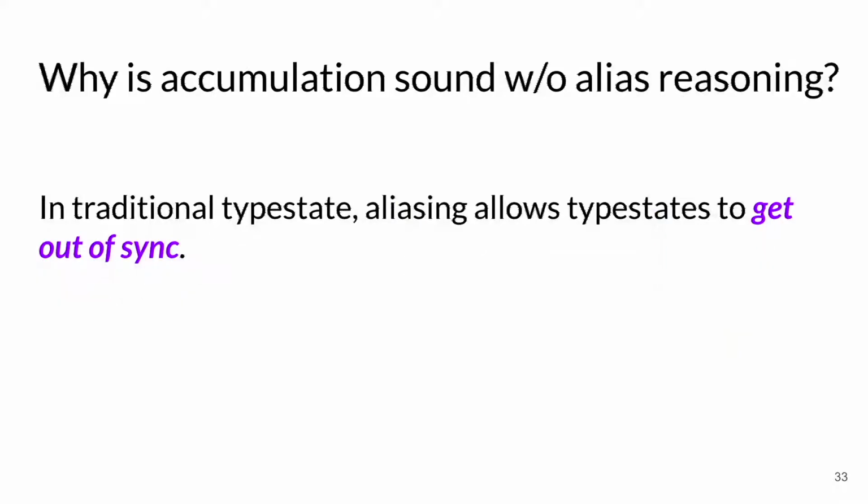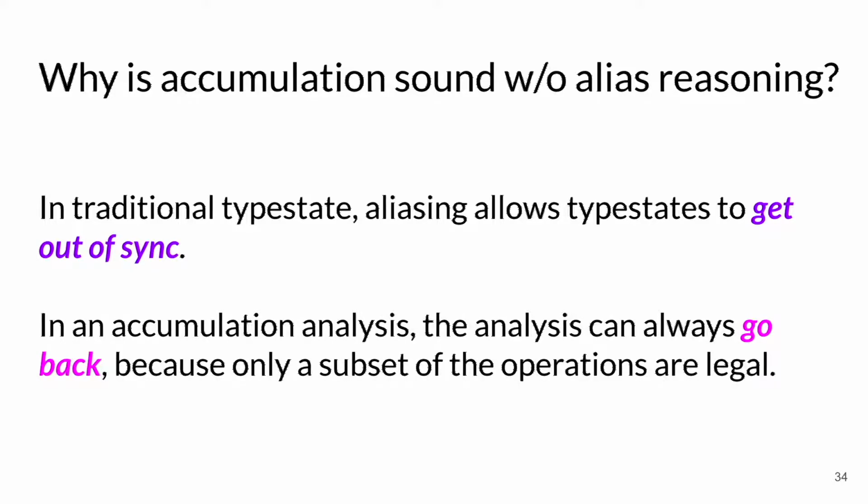Why? Because it's sound without alias reasoning. As I mentioned, in traditional type state, aliasing allows type states to get out of sync; you can have two that are in different places. But because accumulation only has enabling transitions, it's building up to the point where it's okay to do something, and it's never possible to go back once you're there. The analysis itself can always say, all right, I knew all this stuff, but something bad has happened, and I'm forgetting it because it might not be true anymore. And it's still sound while doing that. You can't open then close and go back and forth.